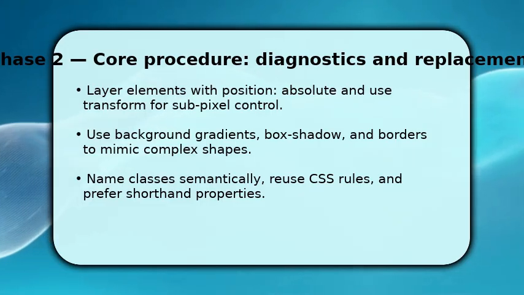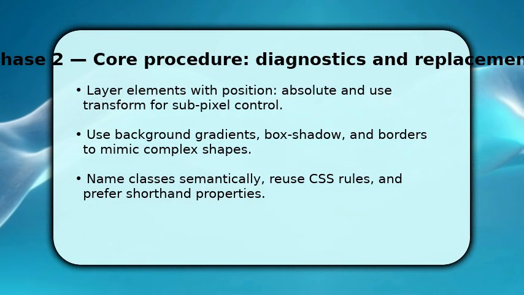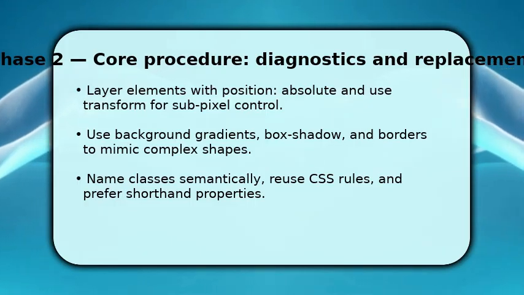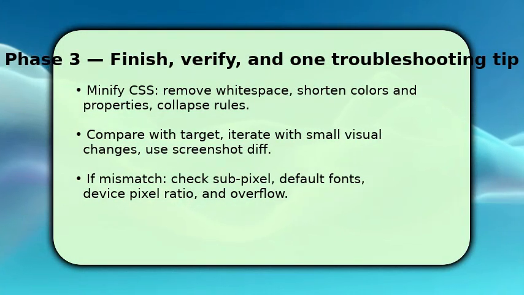They keep layout crisp. Once a shape works, refactor repeating styles into shared classes and shorthands to save bytes while preserving visual fidelity. You now optimize and prepare to submit.